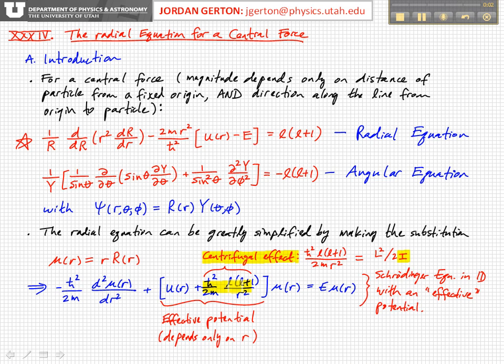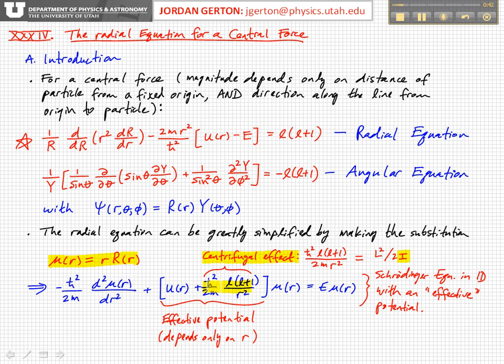As a particle orbits in a central force, it feels an effective repulsion, an effective outward force, which is due to a sort of centrifugal effect. When we make the substitution here, mu is equal to r times R, then we see that term just pops right out.